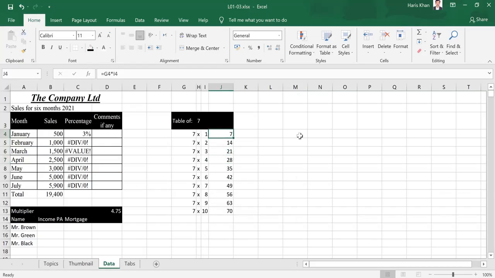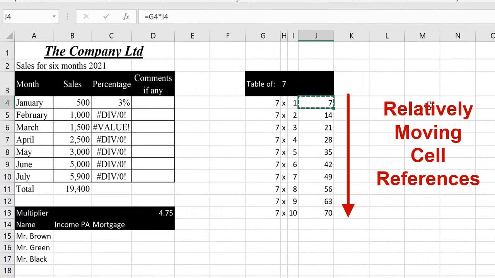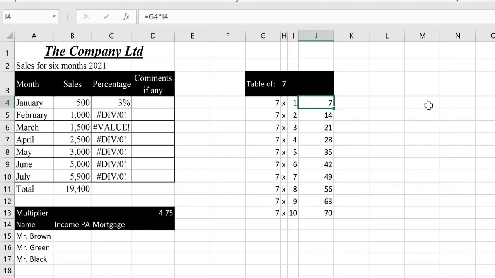Whatever method we use to copy a formula from one cell to paste the formula to other cells, we can see that the cell references are moving forward. Like the first one was G4 times I4, second is G5 I5, G6 I6, G7 I7, and so on. The cells are moving forward. So this is called the relative cell reference. So whenever we make a copy, the relative cell references are moving forward.